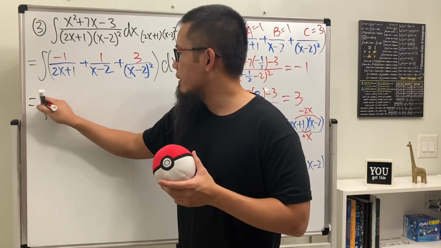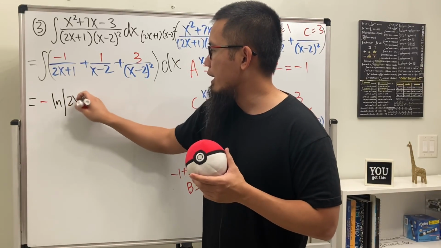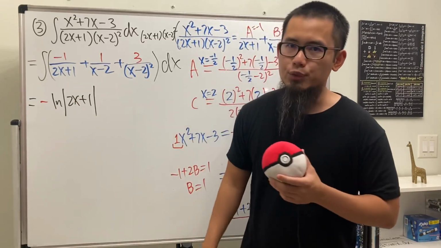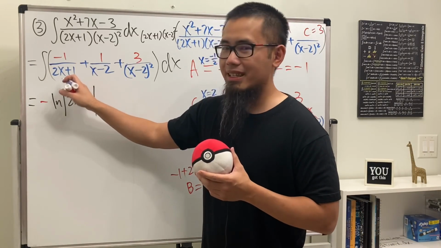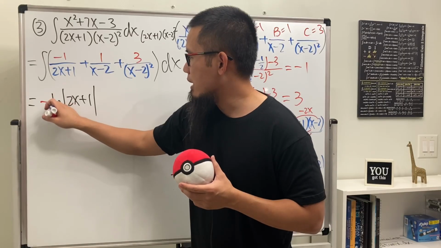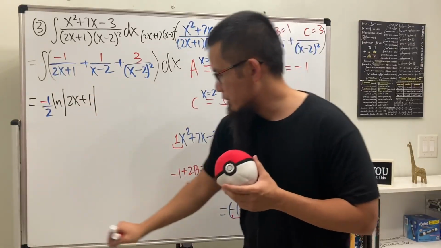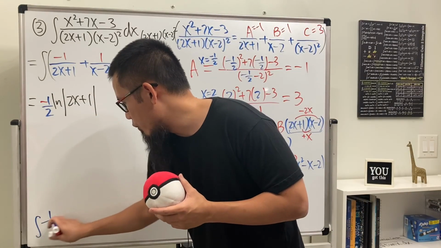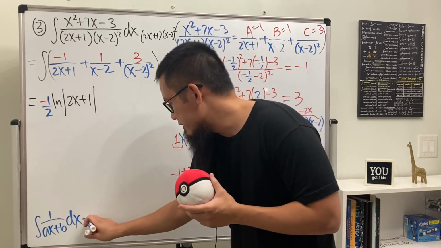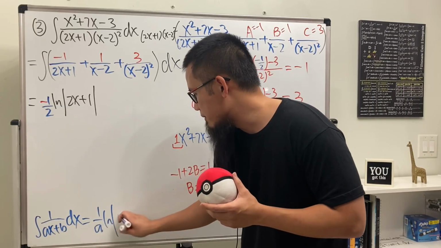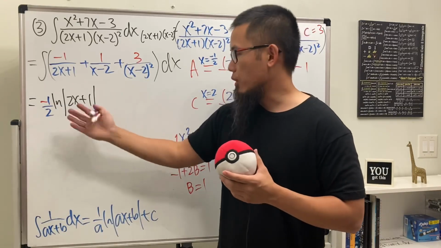We get negative, and then on the bottom, it's linear, so we get ln absolute value of 2x plus 1. Here we have the 2x plus 1, so we will actually have to divide it by 2. So just put down negative 1 over 2, like that. Remember the formula. I'll put this down right here real quick. When we have the integral of 1 over ax plus b, this gives us 1 over a ln absolute value of ax plus b. So that's why we are dividing by the 2. So that's what we have for the first part.